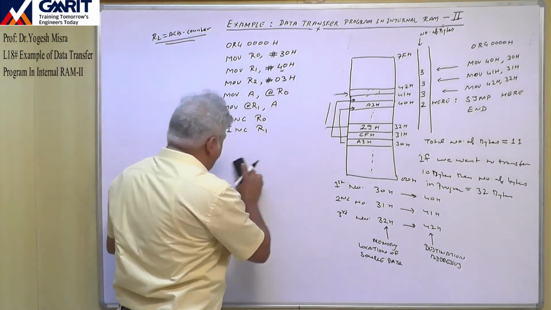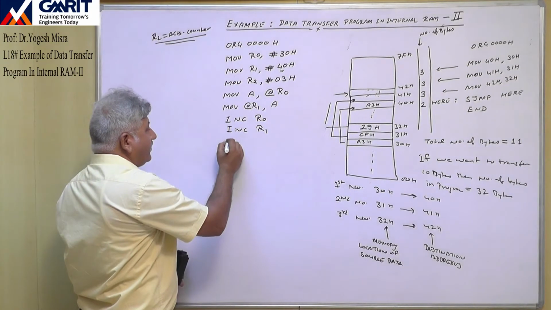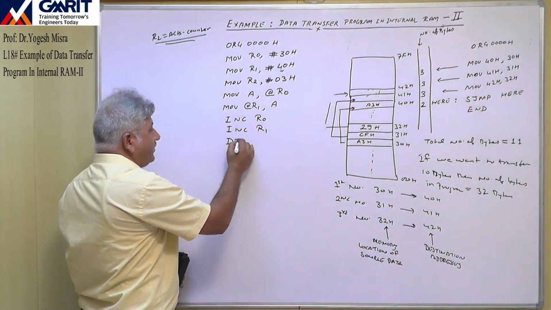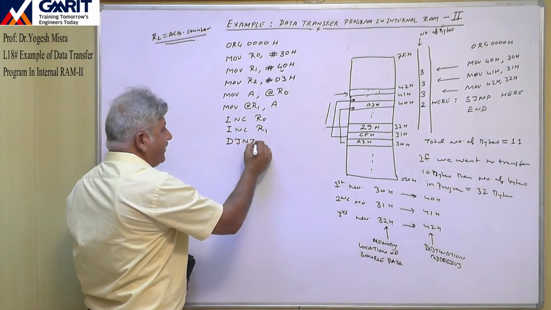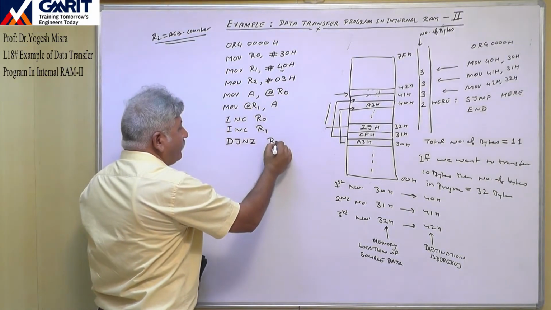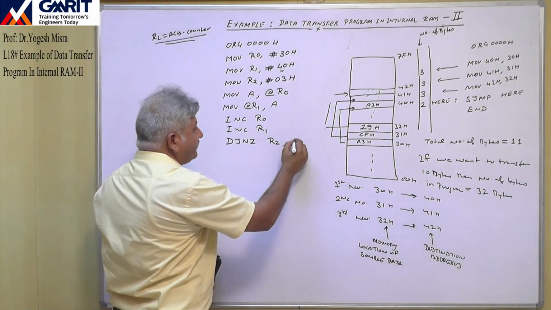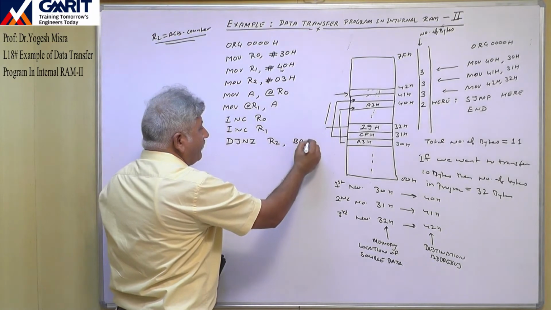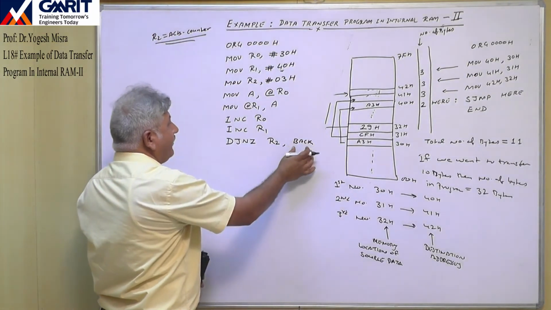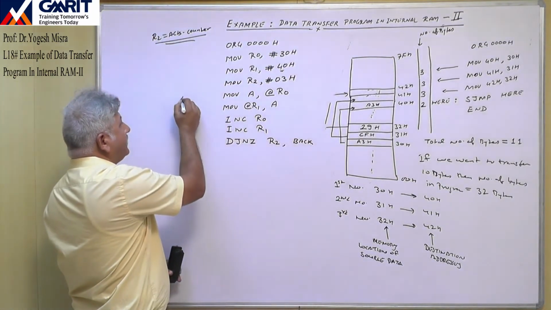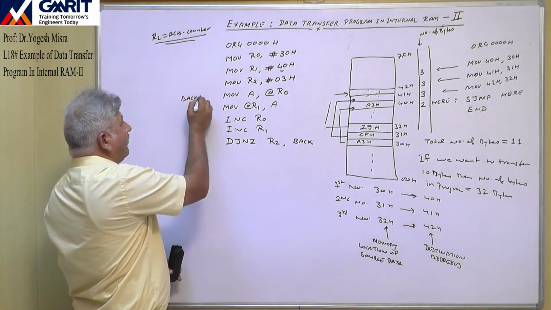Now after this, I will use instruction short jump DJNZ R2, comma, back. This is one label and back is here.